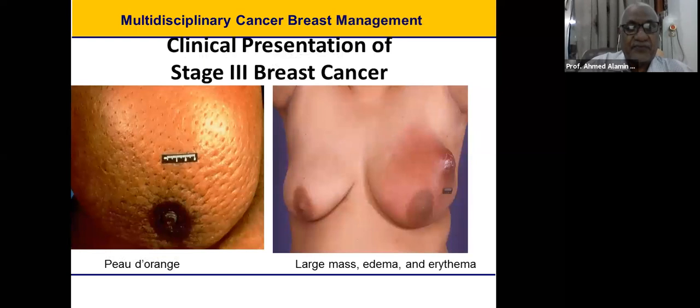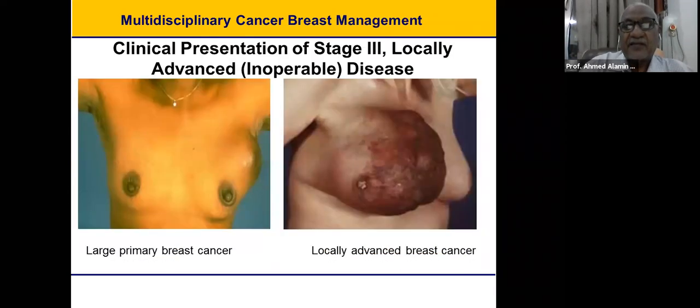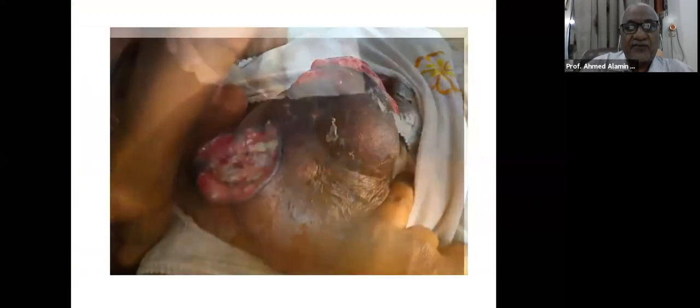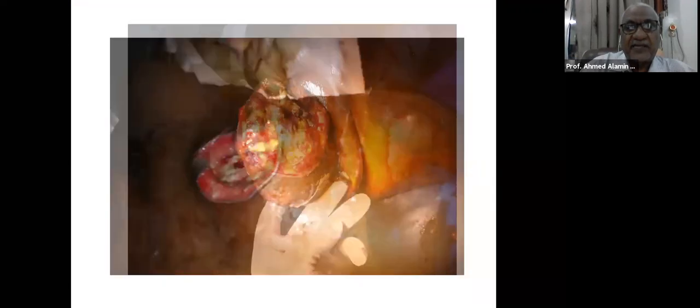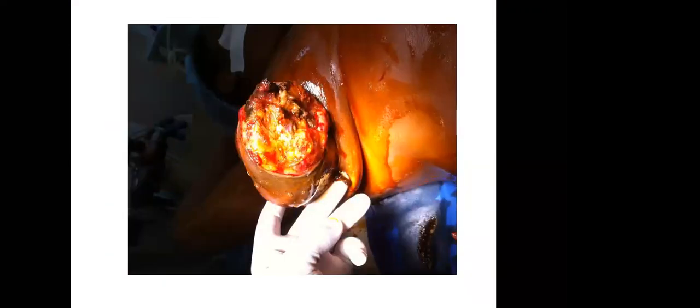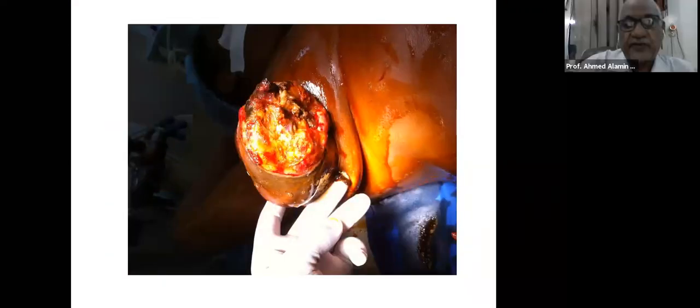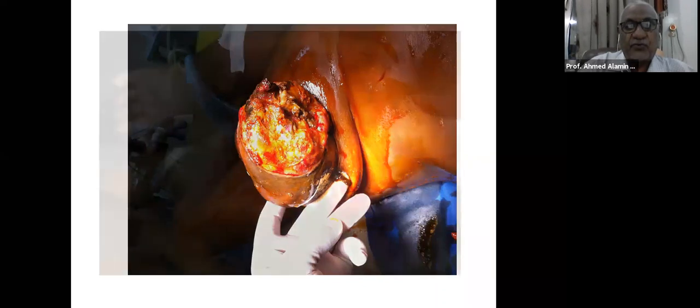These are the examples: this bulging mass, an ulcerating one, and as you see, it's a very late presentation, and it was really a dilemma before the advent of chemotherapy. You just do very minor surgery and it recurs again very quickly.